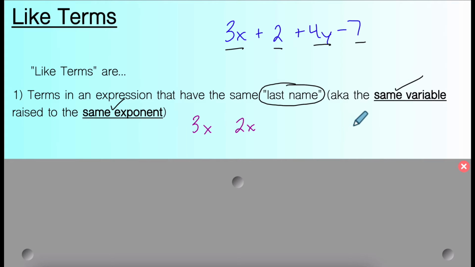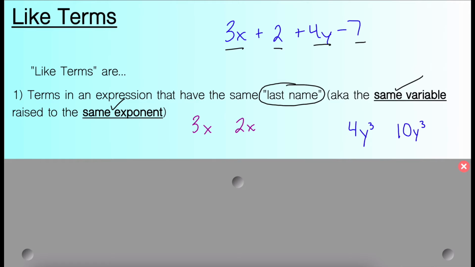What if we had 4y cubed and 10y cubed? These would be considered like terms. The reason being they have the same last name. They have the same variable, y, and both of those y's are to the third power, so those match.